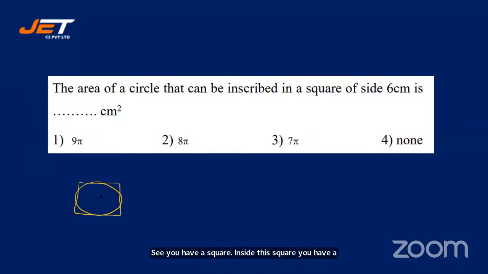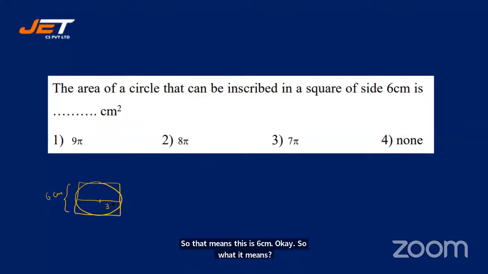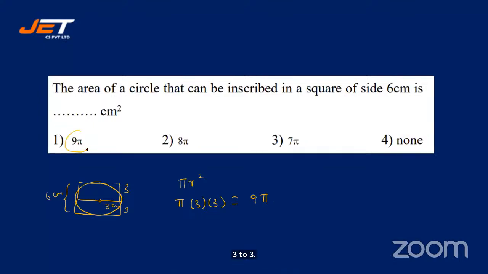Okay. So here he says of side 6 centimeter. So that means this is 6 centimeter. All right. So what it means, this is the center. So this should be 3 centimeter. So this should be 3. This should be 3. Right. So what is area of a circle? Pi r square. So pi into 3 into 3, which is 9 pi. So this should be your answer. Let's see. Yes, it is. Option 1 is the correct answer.